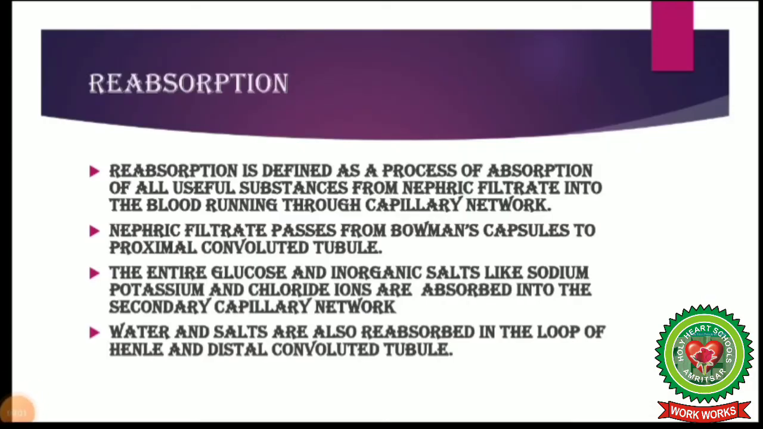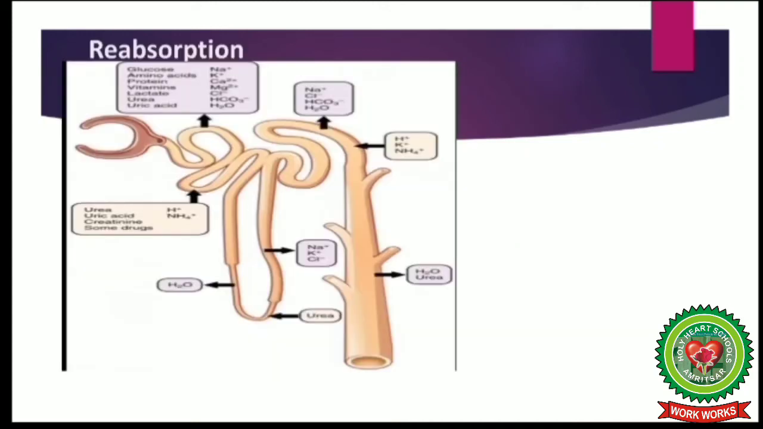Next is reabsorption. Reabsorption is defined as a process of absorption of all useful substances from nephric filtrate into the blood running through the capillary network. Nephric filtrate passes from Bowman's capsule to the proximal convoluted tubule. The entire glucose and inorganic salts like sodium, potassium, and chloride ions are absorbed into the secondary capillary network. Water and salts are also reabsorbed in the loop of Henle and distal convoluted tubule. Now look here how the process of reabsorption occurs.